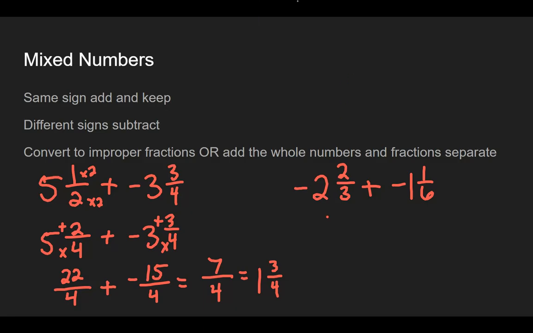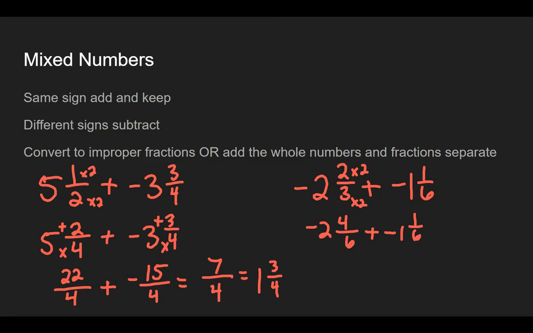Or you can add up the whole numbers and the fractions separately and then combine them. So let's take a look at this. We have, again, different denominators. We want to make sure they're the same. So I'm going to multiply by 2. Multiply by 2. That gives us negative 2 and 4/6. We're going to add to that negative 1 and 1/6.